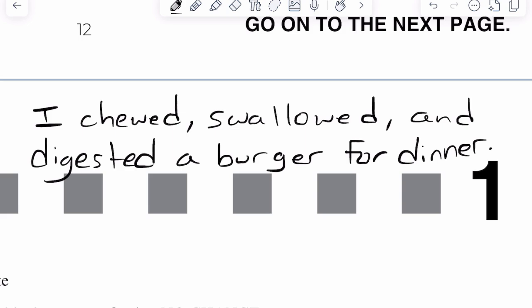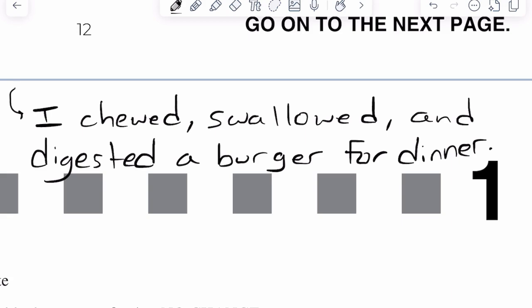So look at this sentence that I have written in here, a very strange one, but it says, I chewed, swallowed, and digested a burger for dinner, okay? Now, you might think this sentence is fine, and in one way it is fine. There's no comma issues here. There's no subject-verb agreement issues here. There's no, as far as you know, verb tense issues here or pronoun issues or anything like that, okay?